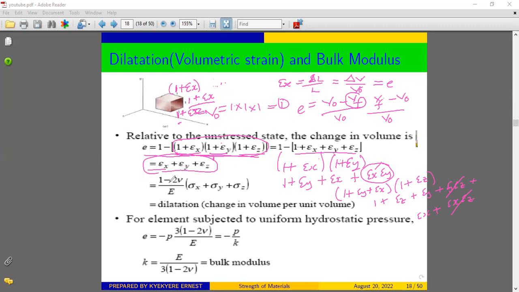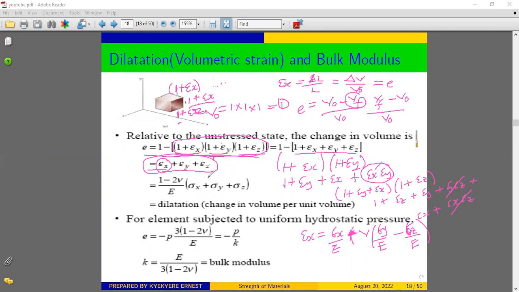So from here, if you substitute the value of epsilon x, epsilon y, and epsilon z, as we did in the previous slide, we said that the strain in the x will be equal to the stress in the x over the modulus of elasticity, minus the Poisson's ratio times the stress in the y over the modulus of elasticity, minus the stress in the z over the modulus of elasticity. So this one is the stress. Good.